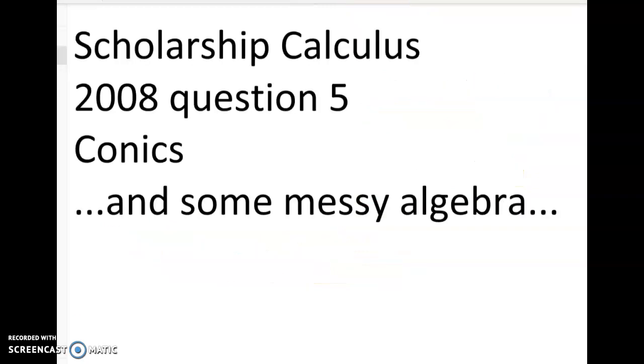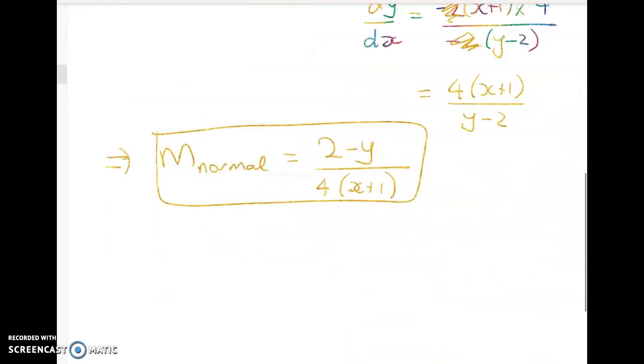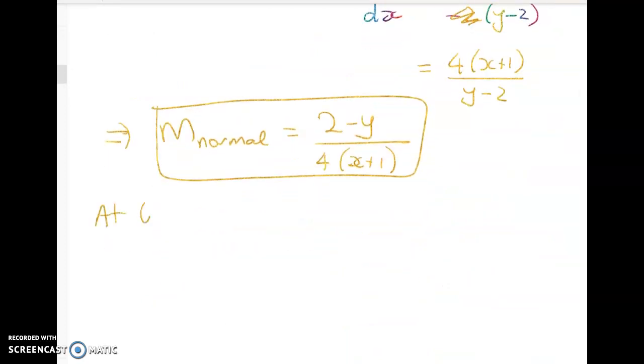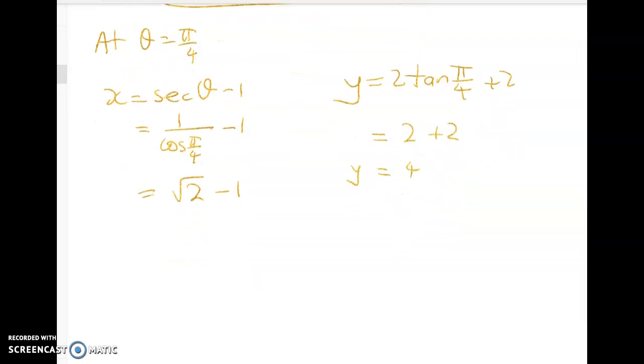So far, so good. So what's the next thing we've got to do? Let's go back to the question again. I'll just keep on going back and having a look. Right, so we've found the gradient of the curve. We need to find point P, right? And so we've got to start working in theta equals pi on 4. So when theta equals pi on 4, we have x is equal to sec theta minus 1, which is 1 over cos of pi on 4 minus 1. Cos of pi on 4 is 1 on root 2, so this becomes root 2 minus 1. Now what was y? Well, y was 2 tan pi on 4 plus 2. Tan of pi on 4 is just 1, so 2 plus 2 is 4. So we've got the coordinates of point P.